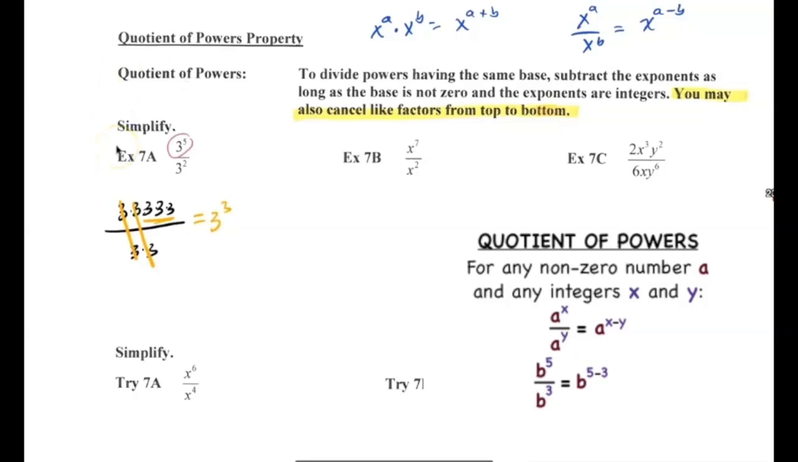We can do the top one minus the bottom one. 3 to the fifth minus 2. 3 to the power of 5 minus the power of 2. And you get 3 to the third, like that. Which is, by the way, 27. 3 times 3 times 3.